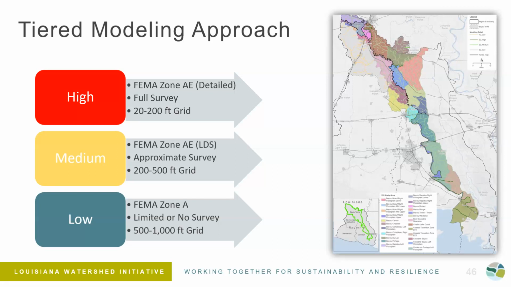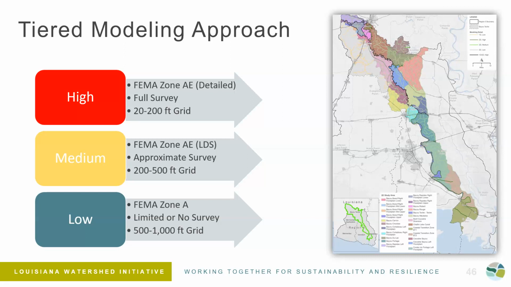If you're going to do a floodway analysis, this is the level that you need to do to support that analysis. Full-on survey, 2D models are going to have 20 to 200 foot grid cell sizes. So really detailed information on a smaller scale.